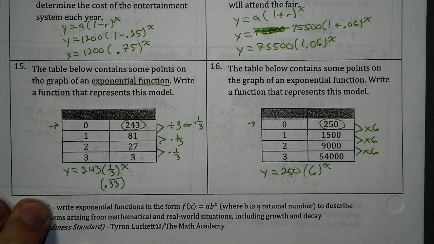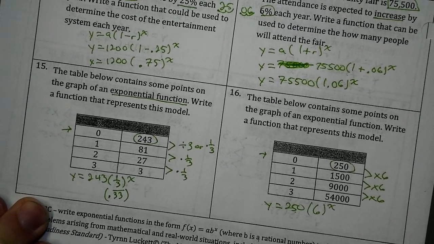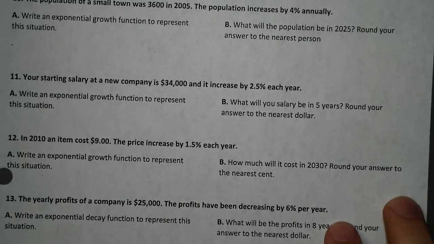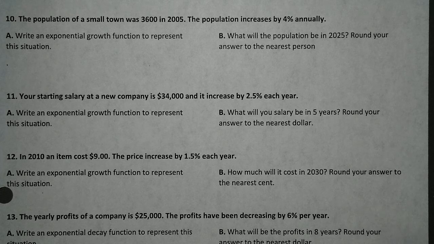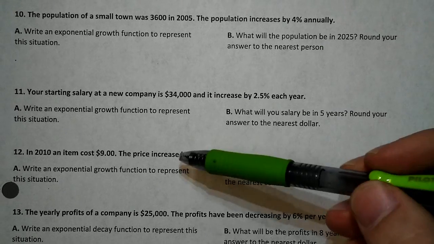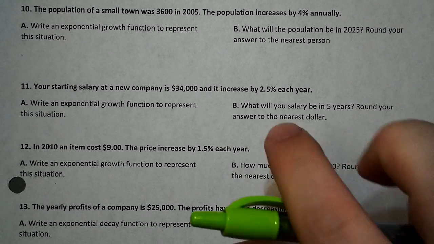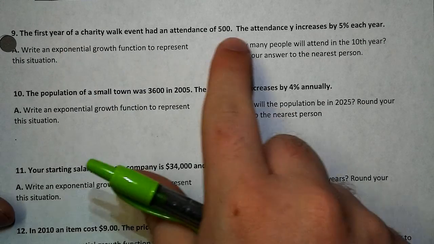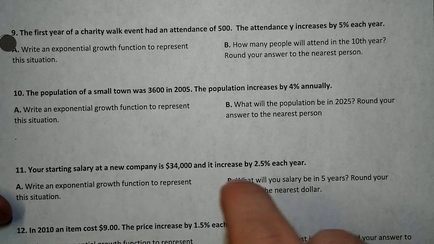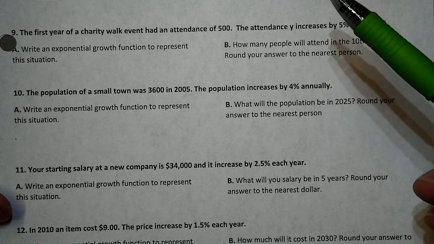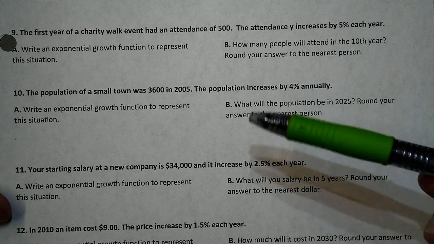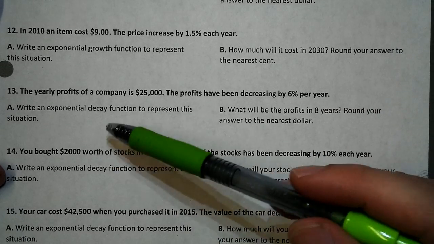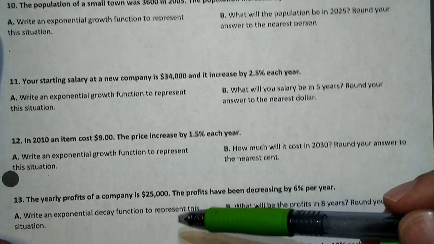Now, let me explain what you're going to do on your assignment. On your assignment, there are 1, 2, 3, 4, 5, 6, 7, 8 problems. There are 2 questions with every problem. The first one asks you to write the equation. Now it's going to tell you if it's a growth or if it's a decay, so you'll know which one to use, whether it's 1 plus your rate or 1 minus your rate.